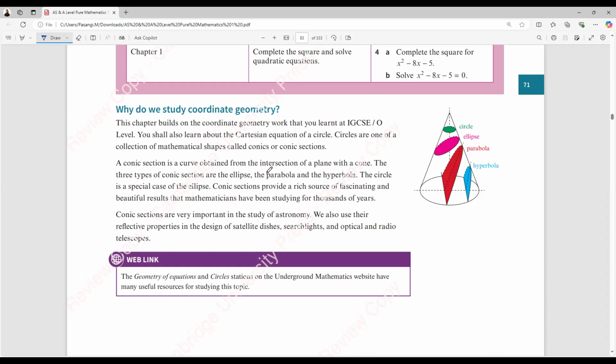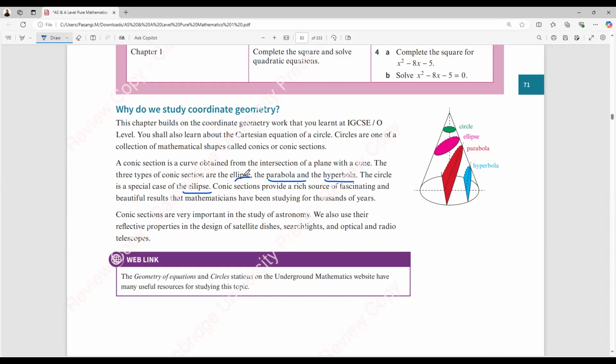There are three types of conic sections: one is ellipse, the other one is parabola, and the last one is hyperbola. The circle is a special case, a kind of special case of ellipse. So anyway, we have four types: circle, ellipse, parabola, and hyperbola. These are the four different shapes of all these four curves.